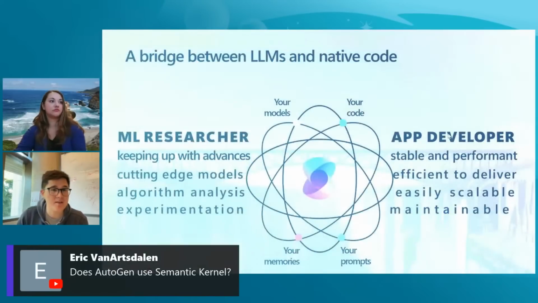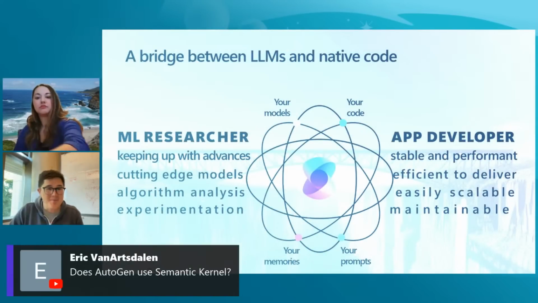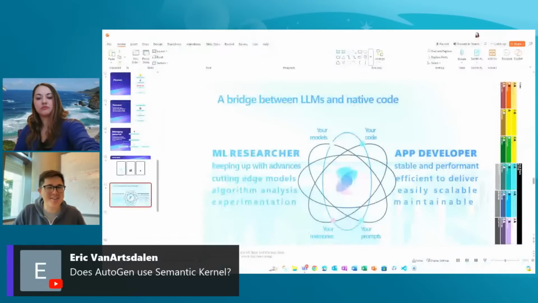Eric asked, does Autogen use Semantic Kernel? So Microsoft's a big place. There are a lot of different SDKs out there to help you build AI applications. Semantic Kernel is Microsoft's enterprise SDK. It has those enterprise guarantees that Sophia described, and we'll see some of that in the Learn content and some of the demos that I'll be sharing later.